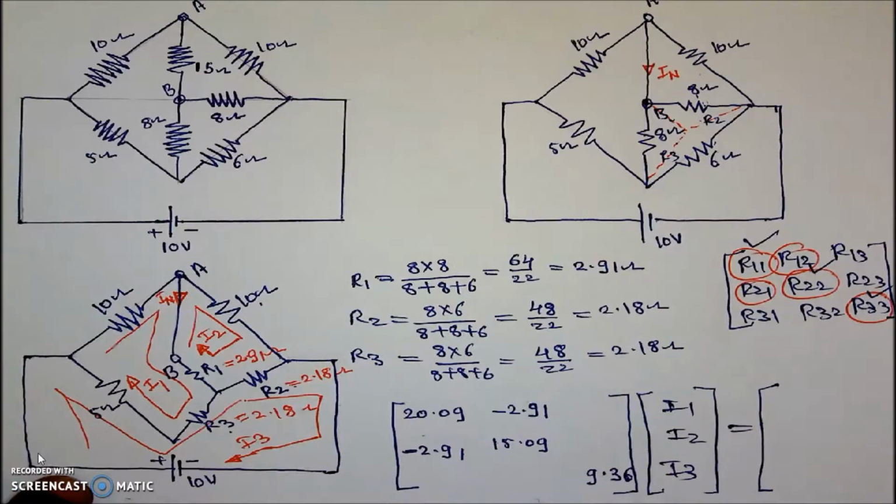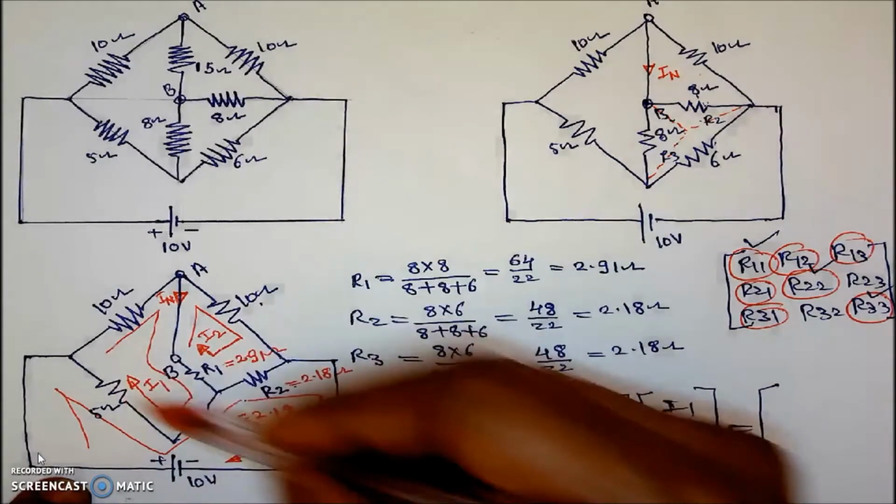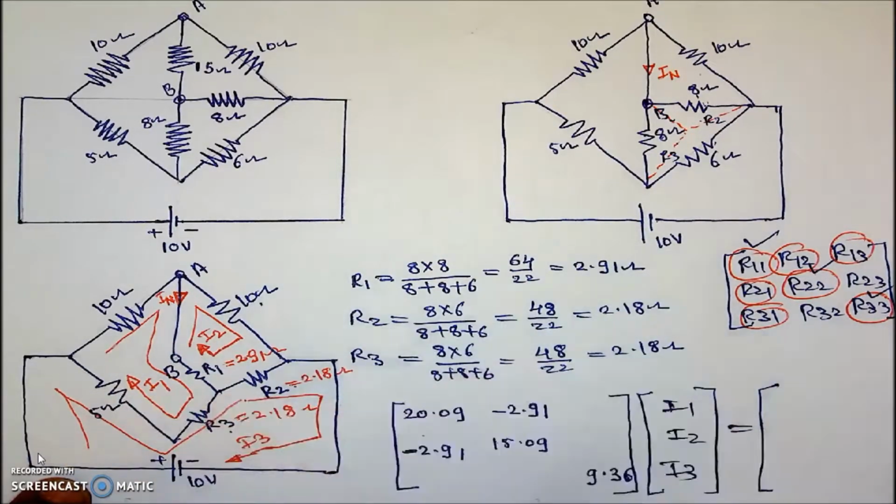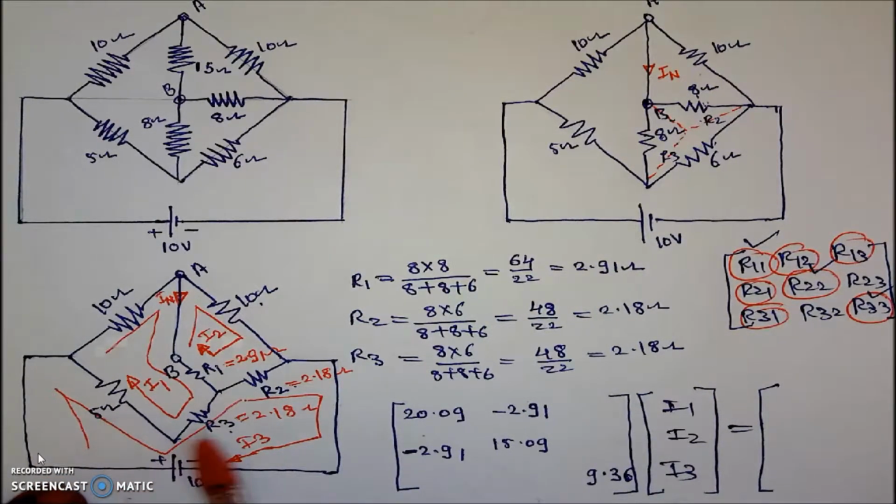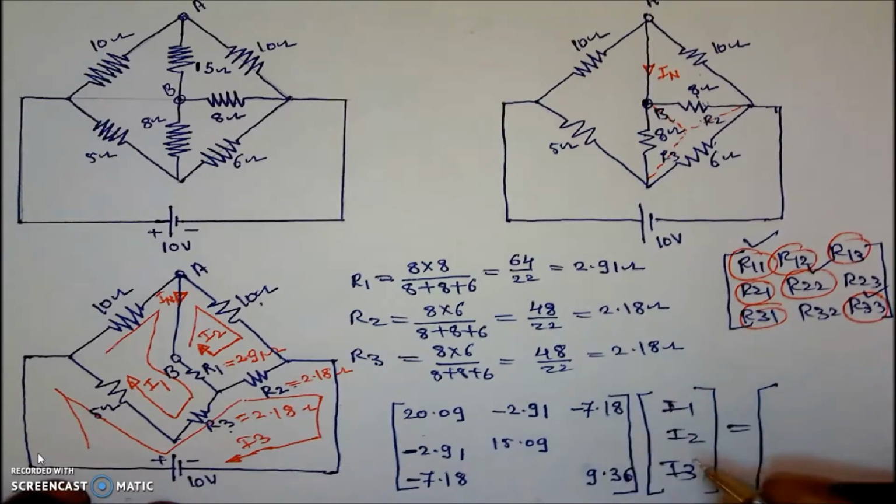If we know R21 or R12, then we will calculate the value of R13 or R31, which is the resistance common for the first and third loop. This is the first loop and here is the third loop. Resistance 5 and R3, these two are common. If we find its value, that is 5 plus 2.18, it is 7.18, that is again negative. So minus 7.18 is the value of the resistance R13 or R31.